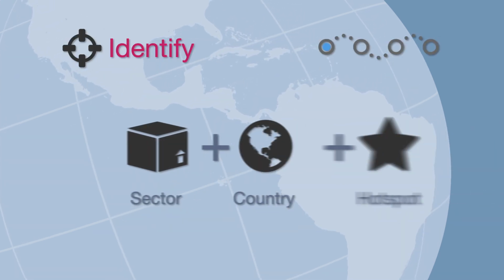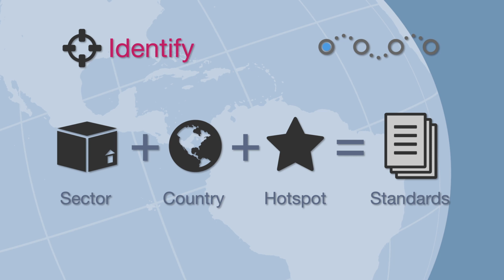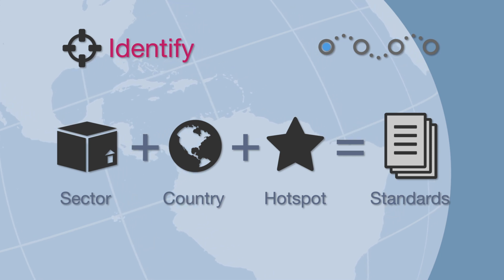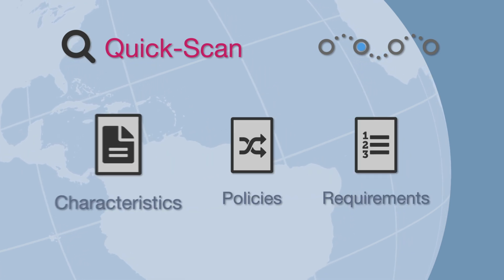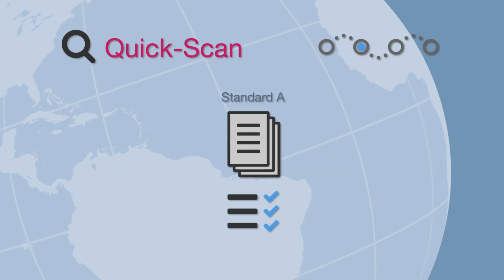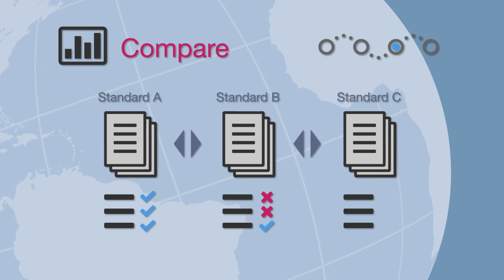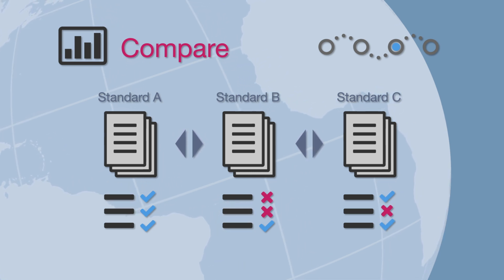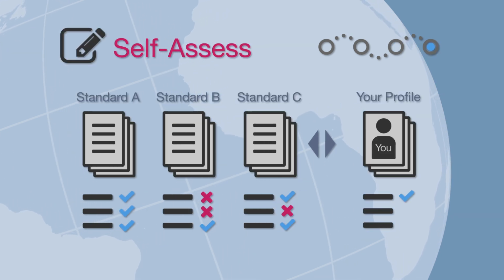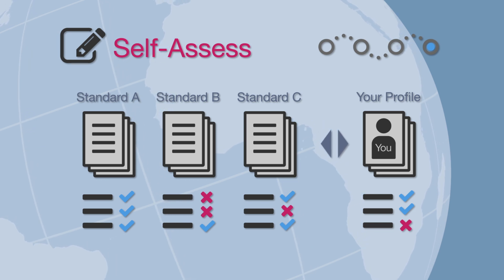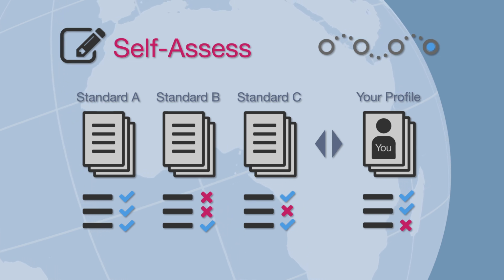The journey starts by identifying standards which are applicable to a specific sector, country or region, or that cover particular hotspots. As a second step, you will complete a quick scan of the standard's main characteristics, requirements and policies. Next, you can compare the standard's requirements side by side, taking into consideration the hotspots covered and their related compliance policies. Finally, you can complete a self-assessment against selected standards of your interest and see where your customised business profile stands in comparison to those standards' requirements.